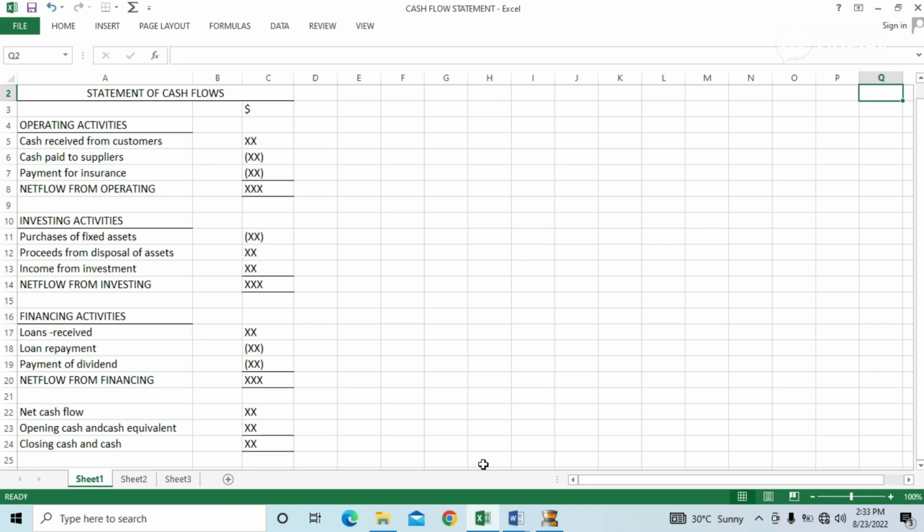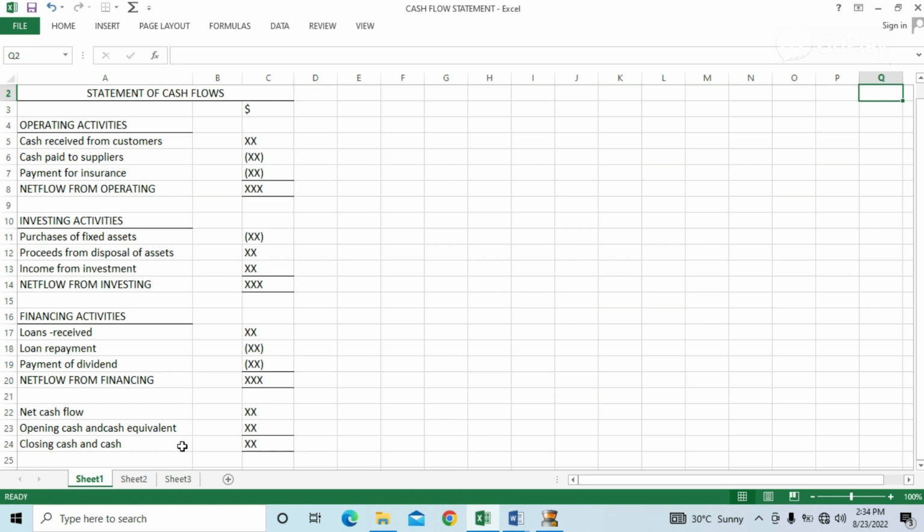After you are done with these three parts, you get what we call the net cash flow. You add the net from operating, investing, and financing, then you have the net cash flow. When you add the net cash flow to the opening cash and cash equivalent, you get the closing cash and cash equivalent. I'm going to show you what I mean by all this.